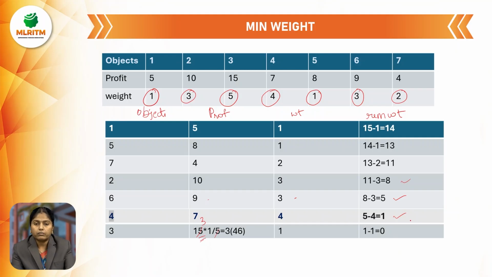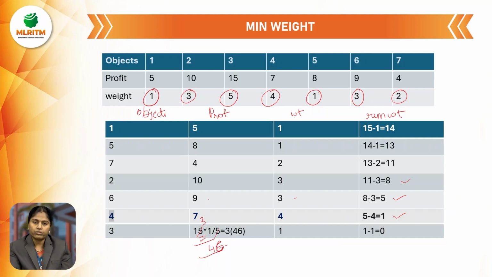Now to calculate the fractional knapsack, there are 3 approaches. First we have done the maximum profit, and the next one is the minimum weight. Minimum weight is also done. You just consider the first minimum weight and the next minimum weight, and so on. After calculating it, you calculate the sum of these profits. The sum of the profits is 46.